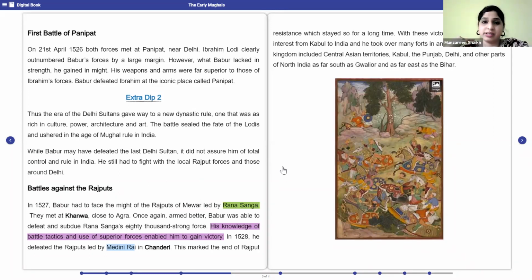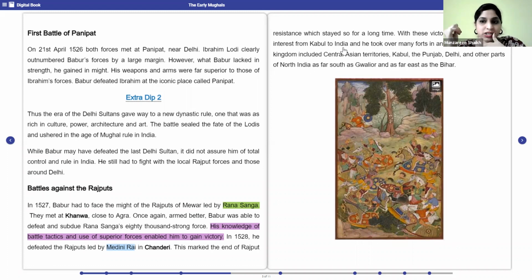Now, children, if a person gets victories after victories, don't you think he will have more interest in that particular field? The field which gives victory after victory, you will definitely feel more interested. So initially Babur was interested in Kabul, but when he saw that here he was getting victories after victories, he shifted his interest from Kabul to India, right? So this is how he entered India.